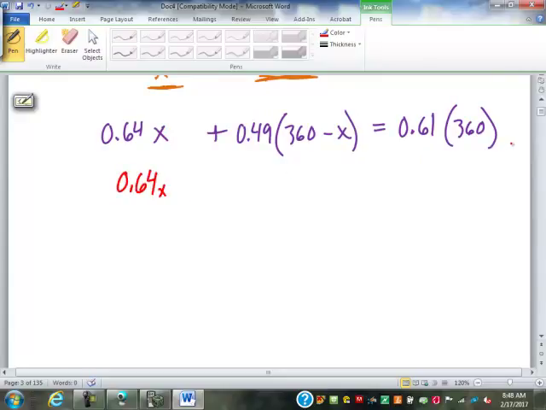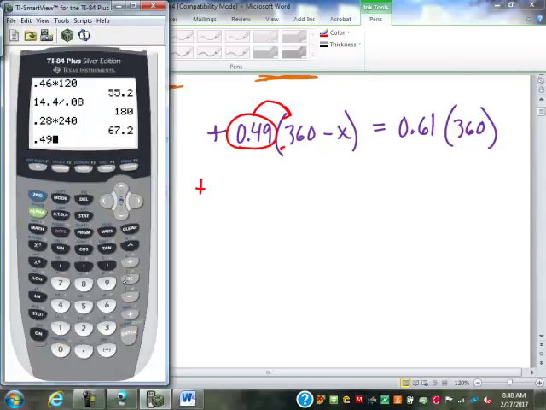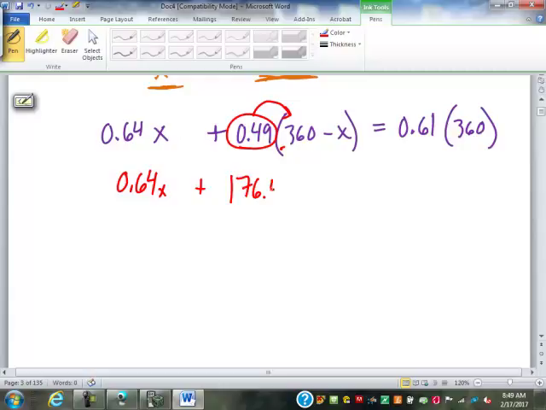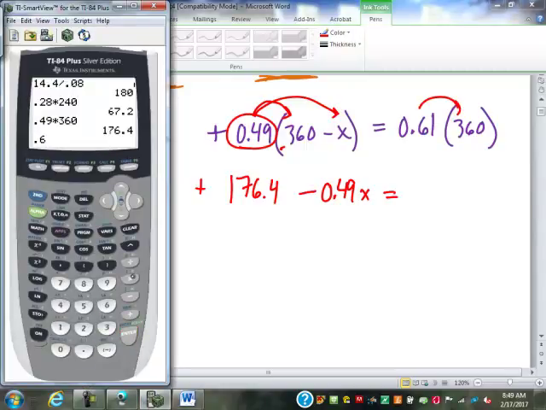0.64x does not change. Here we got the parentheses, nothing to do inside the parentheses. So we're going to have to distribute the 0.49. 0.49 times 360 is what, 176.4, I believe. And 0.49 times a negative x is a negative 0.49x equals 0.61 times 360, 219.6.